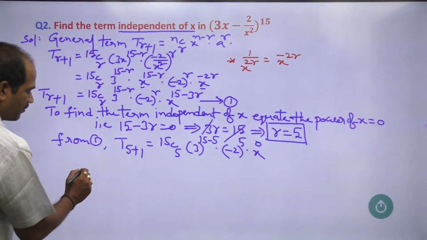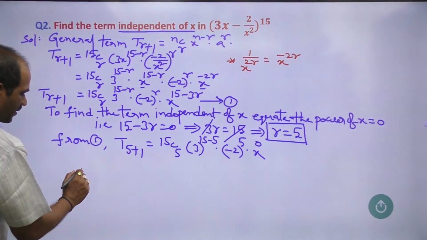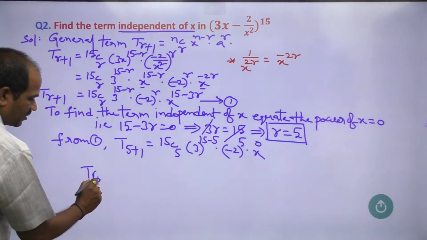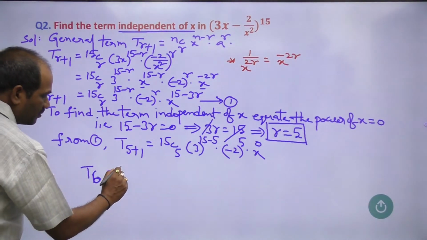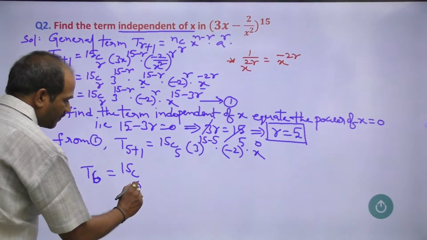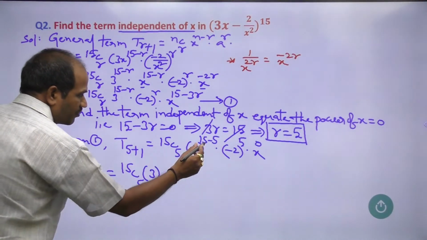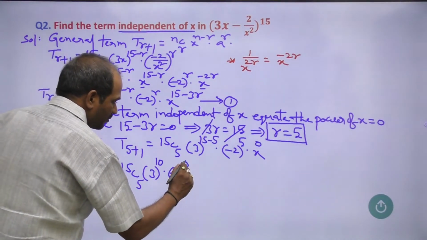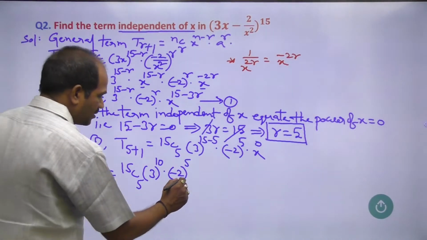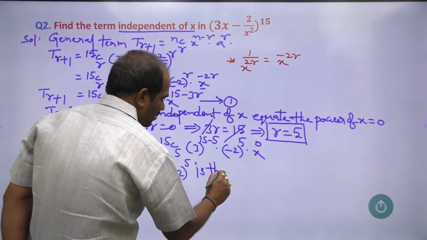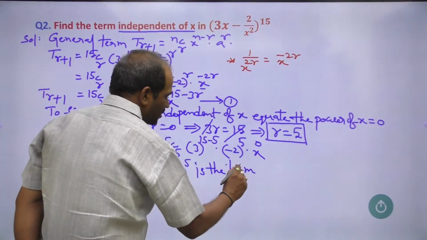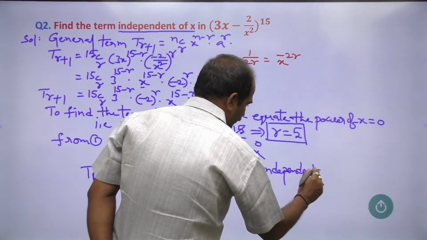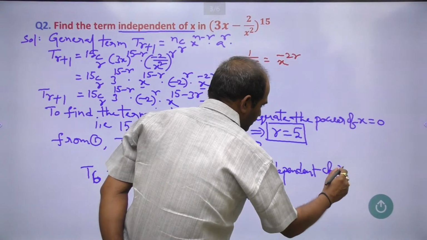See here, so therefore the term independent of x is T6. See here, 5 plus 1 is 6. T6 is equal to 15C5 into 3 power 15 minus 5 is 10, 3 power 10 into the next value minus 2 whole power 5 is the term independent of x.